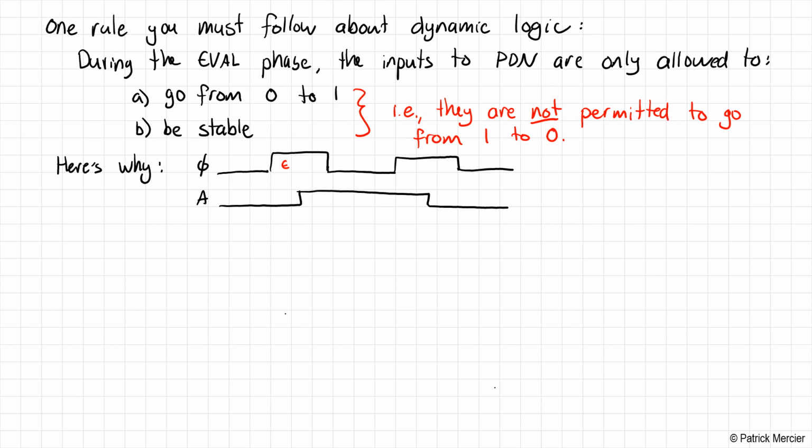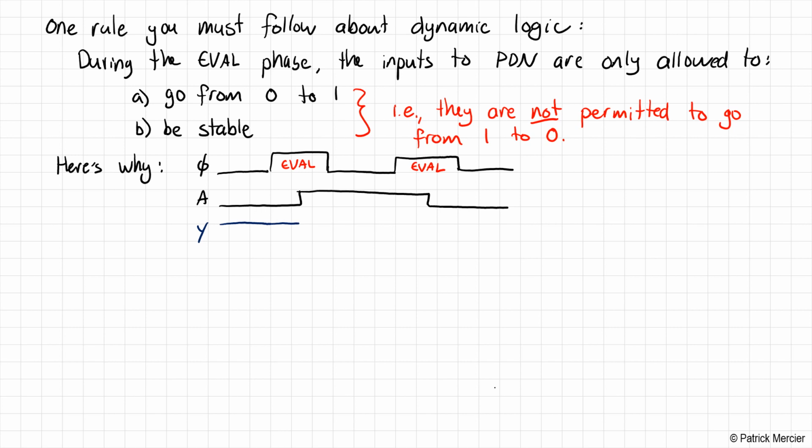I'm just going to go ahead and draw in where the evaluate phases are happening here. So let's go ahead and compute what happens to output Y in a dynamic inverter as an example. When A is 0, we expect the output to be high. In fact, it should be high because of the pre-charge phase here. Now when we get into the evaluate phase, A is still 0, so therefore the output remains high.